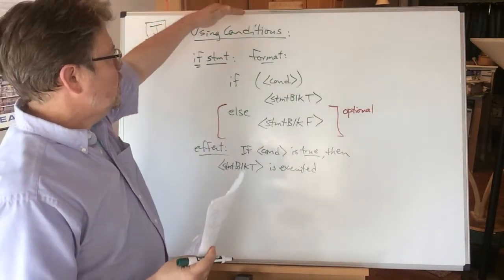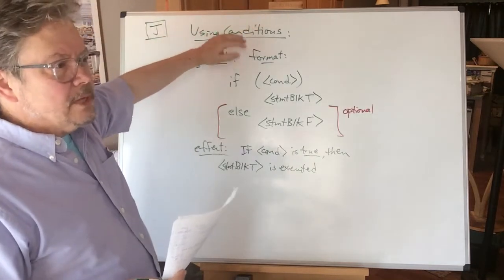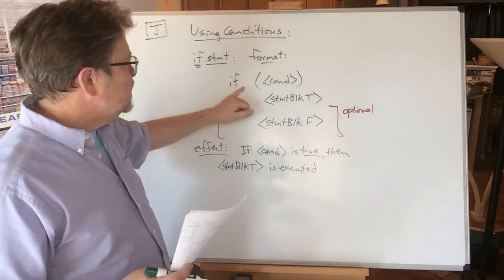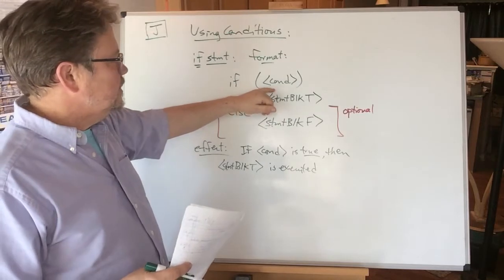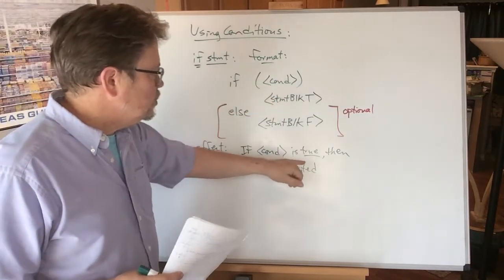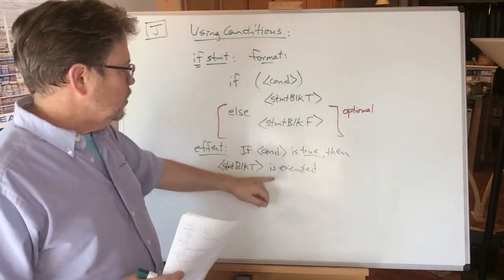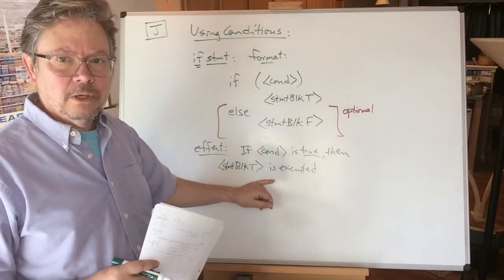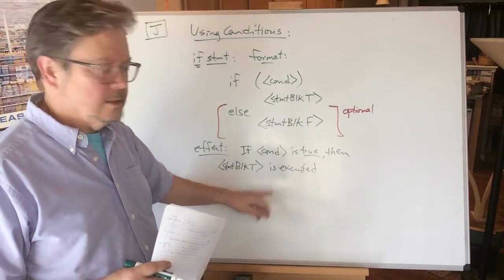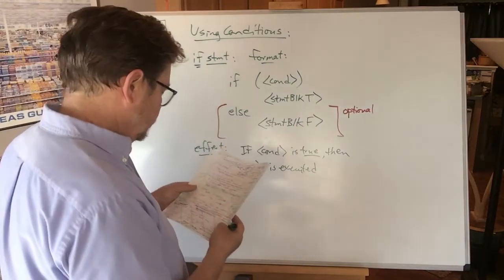When the program's running, one statement after another, assignment statements, variable definitions, and so forth, and it gets to the if, it will stop at the if and see if the condition is true. If the condition that we put inside parentheses is true, then it will execute all the statements following that are enclosed in curly brackets: the statement block true. Statement block true is executed.